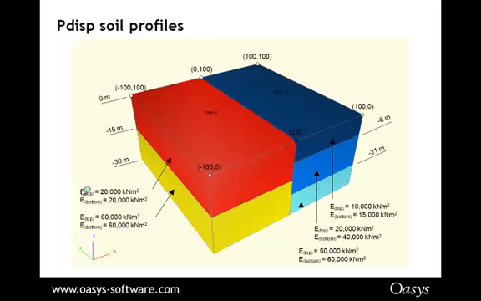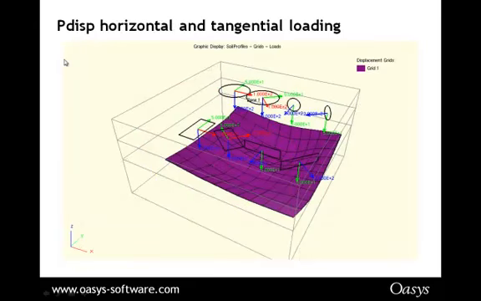So Pdisp is an elastic analysis. It's different to consolidation analysis. So the really important thing, for example, are the Poisson's ratios and the Young's modulus of the soil. As you can see, you've got an example here showing the soil profiles and how they work with the different soil zones. In terms of loading, you've got your rectangular loading here and circular loading. And the loading doesn't have to be horizontal, it can be tangential. So that's shown in this diagram here.